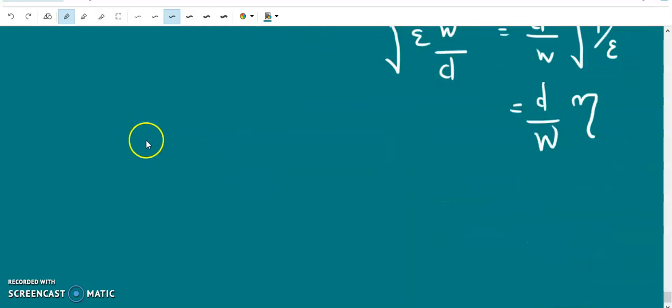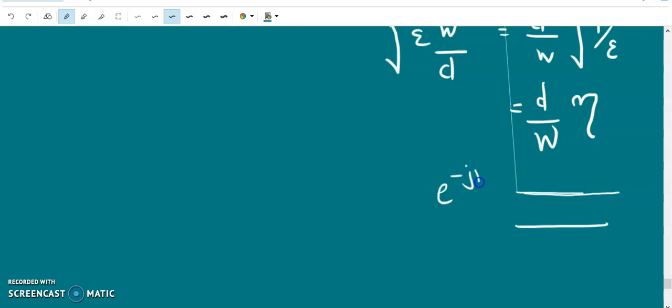Infinitely long means it's very long and there is no reflected ray, only the incident wave is there. E to the power minus jkz, traveling in the positive z direction. If it is a finite transmission line, it will reflect at the end, and therefore there will also be an e to the power plus jkz term.